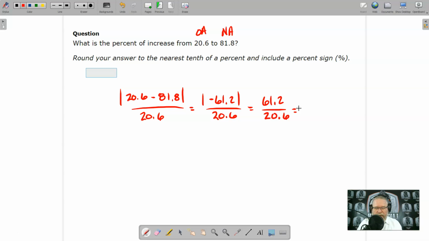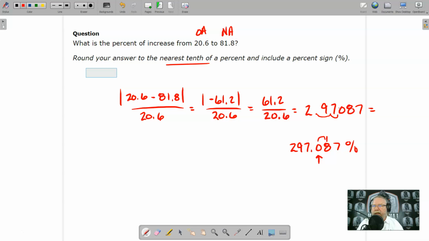We're going to divide that by 20.6. And that's going to give us a value of 200. I'm sorry, I'm getting ahead of myself. 2.97087, etc. So if I move the decimal over two places, I'd end up with 297.087%. Now it wants us to round to the nearest tenth, so the one place to the right of the decimal is the position of the tenths place.